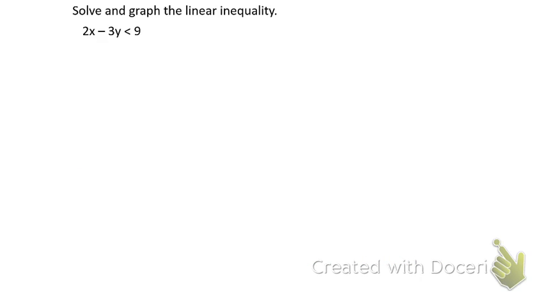Alright, let's go back to that example. 2x minus 3y is less than 9. Do you think we're going to need to reverse the symbol? Well, I see y is negative, and when I divide by that negative 3, I'm probably going to have to reverse. So let's go through it.